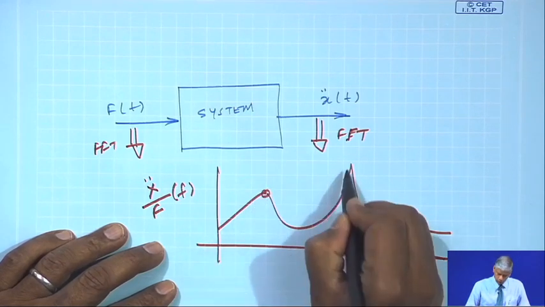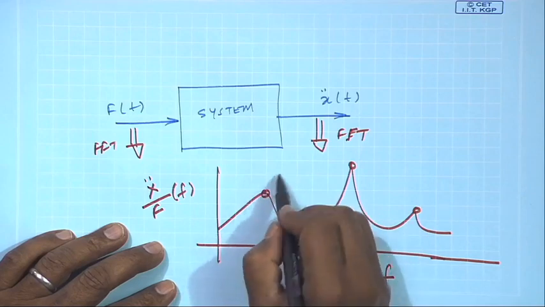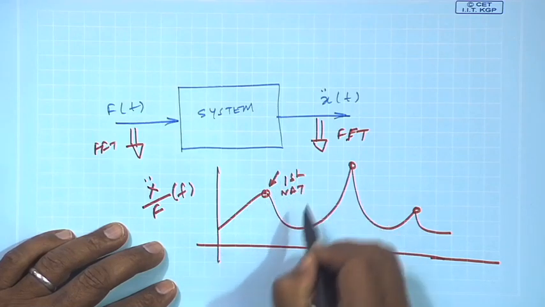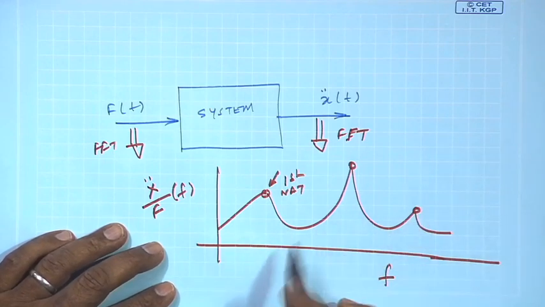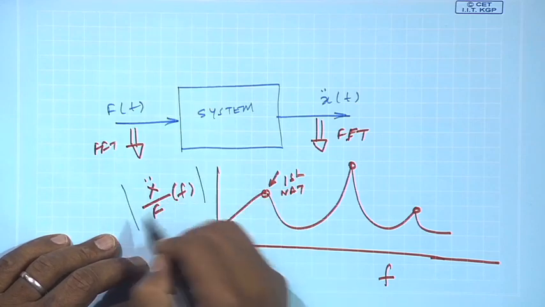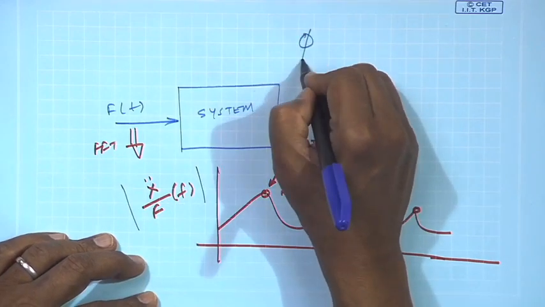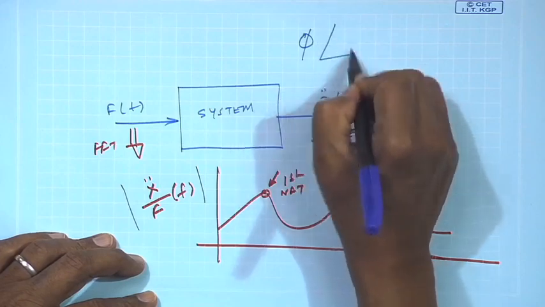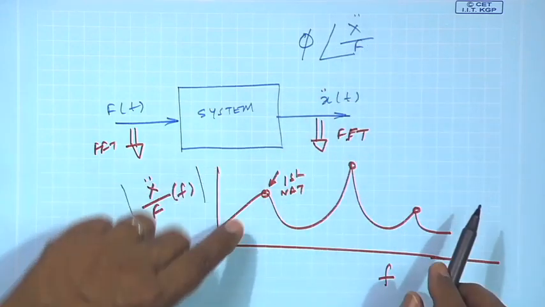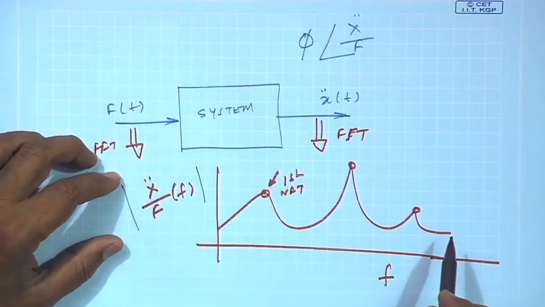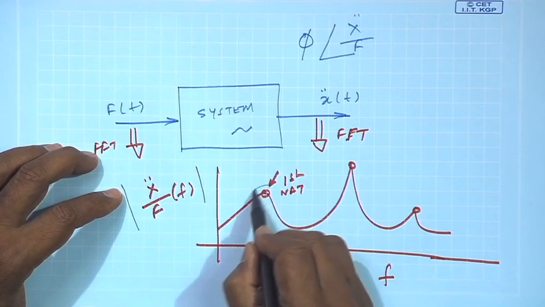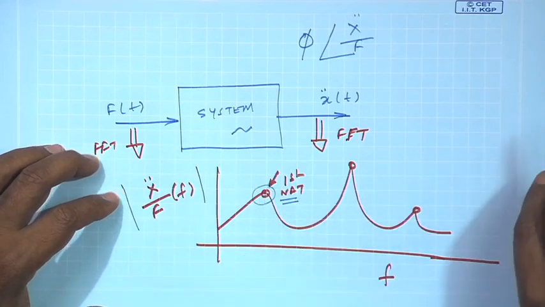So, this corresponds to the first natural frequency and so on. So, there will be a change, and this is nothing but the amplitude, and there will also be a phase angle of this, and we have seen in vibration at natural frequencies how the phase angle changes by 90 degrees. So, if there is a crack in the system, there will be a change in the value of this natural frequency.